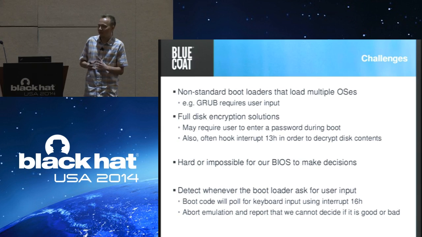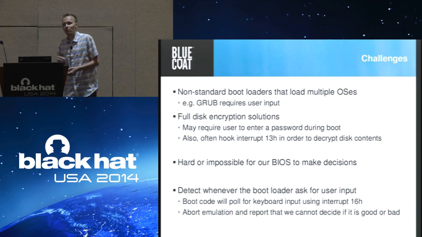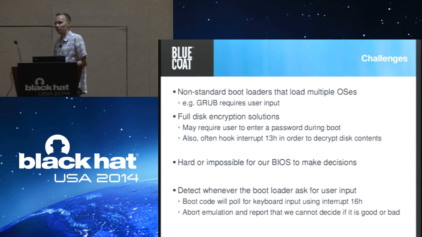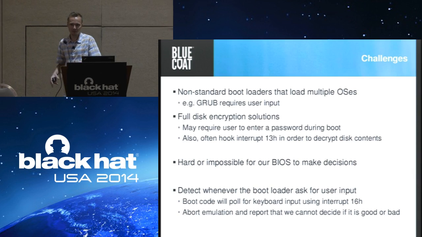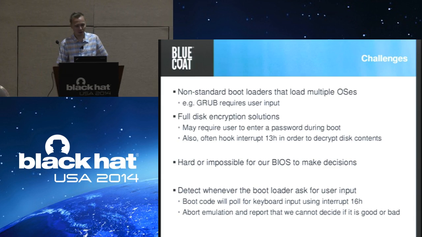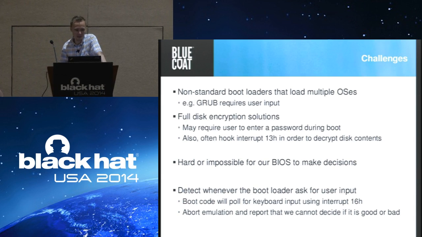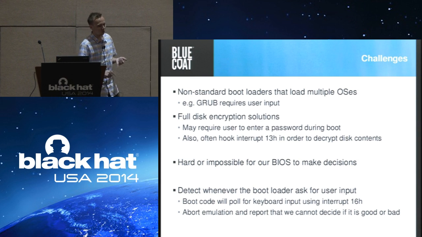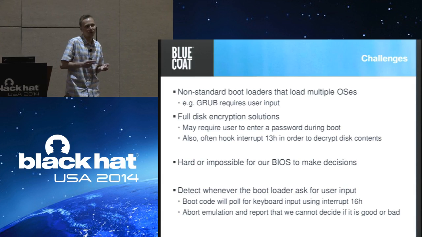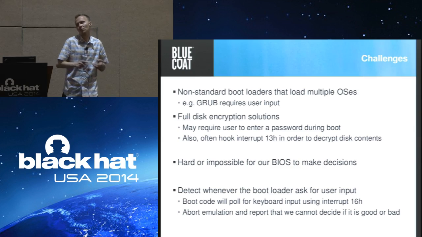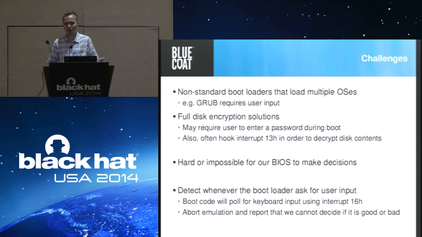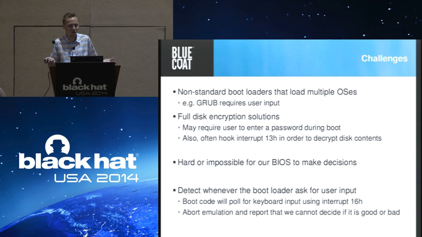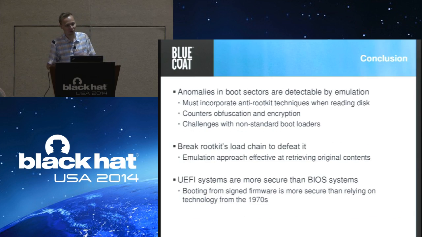Another issue with full disk encryption is that they also normally hook interrupt 13, because they want to decrypt the contents of the sectors on disk as they're being read into memory. Otherwise, the OS would never boot. So it's hard or impossible for us to make decisions. But what we can do is detect if this may be a problem. Whenever the boot code asks for user input of some sort, it will issue an interrupt 16 to poll for keyboard input. Since we've registered an interrupt handler for that, we can abort emulation and report that, hey, I can't do anything on this system, try some other approach.